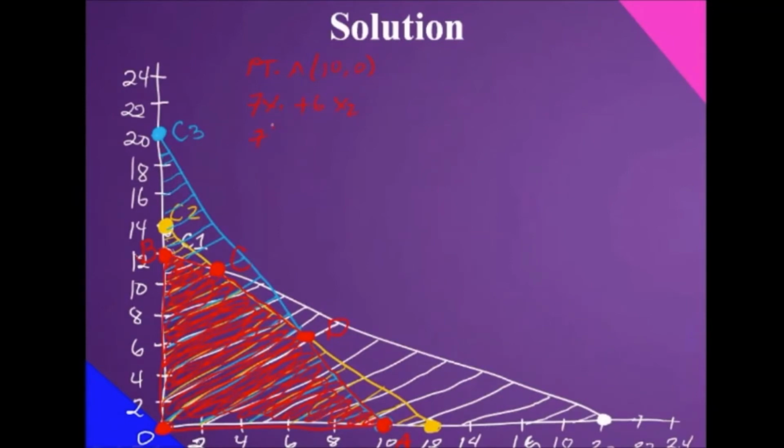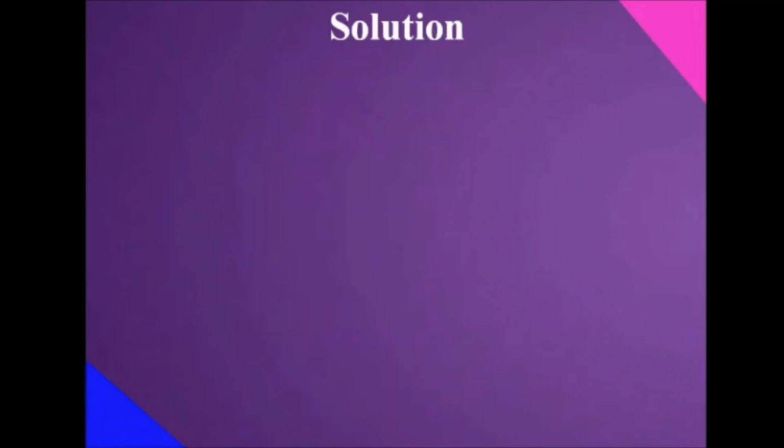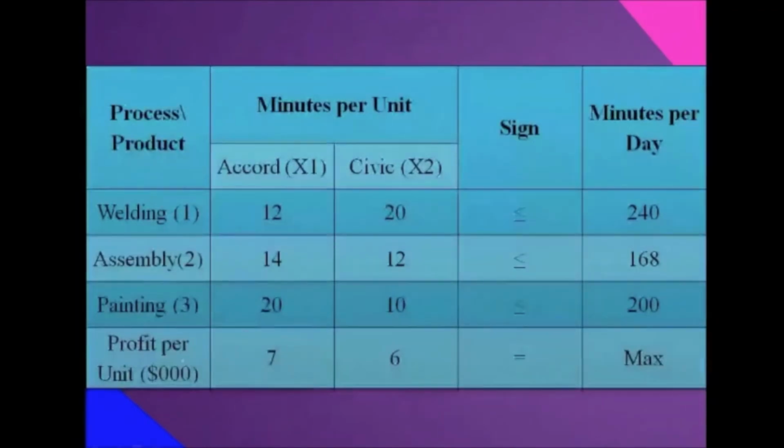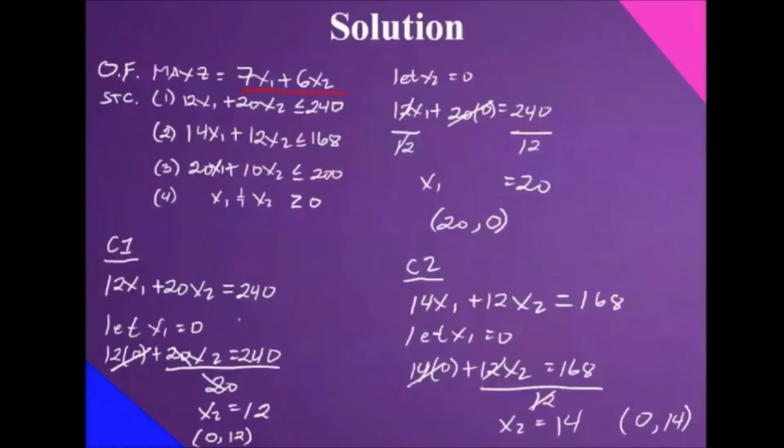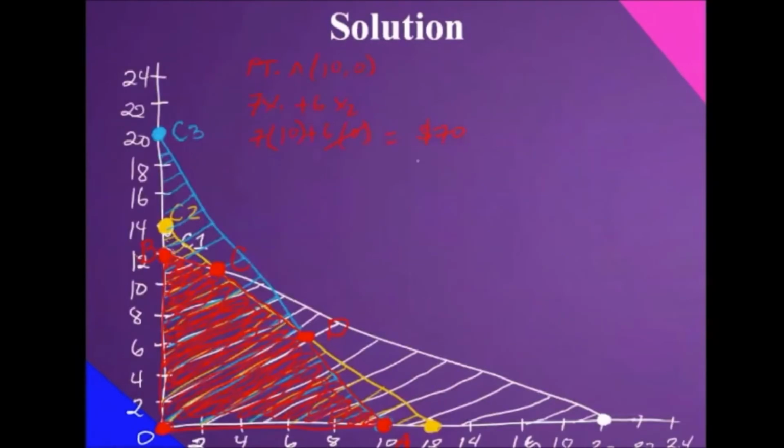So, substitute natin yung 7 times 10 plus 6 times 0. Cancel ito. Therefore, ang magiging value ng ating profit will be 7 times 10, and that is 70. Balikan natin yung table. Sabi ko kasi sa table, lahat ng ating profit is in $1,000. So, basically, ito ay not just 70, but is $70,000 for point A. Now, I hope you get it.